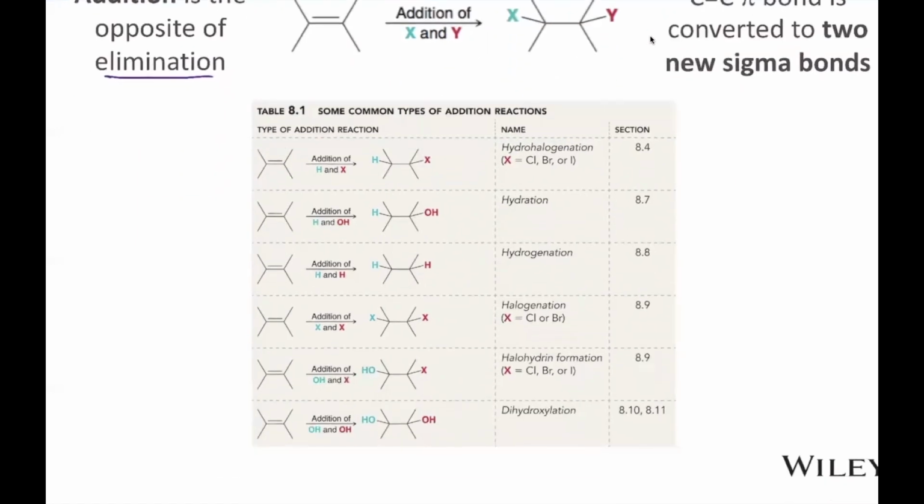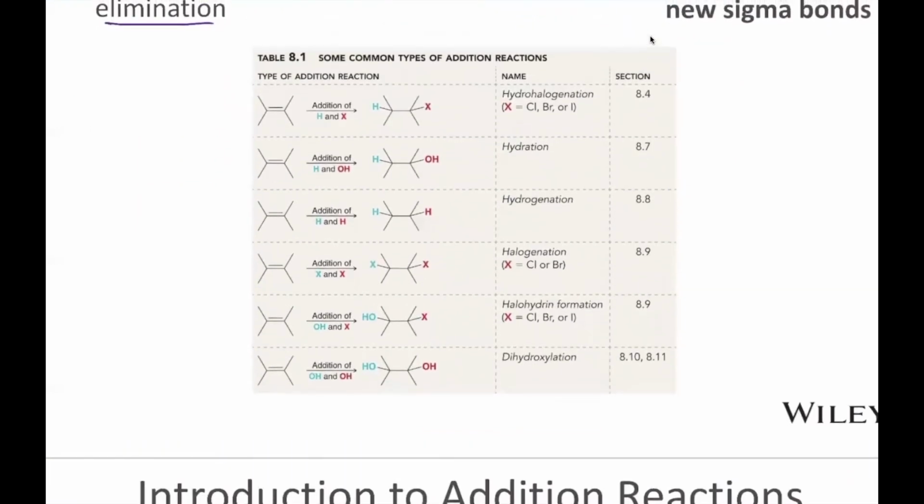And the chapter provides details on many different types of reactions. We can add a hydrogen and a halogen. We can add a hydrogen and an OH. We can add two hydrogens. We can add two halogens. We can add an OH and a halogen, and we can add two OHs. So we can do a bunch of different reactions with addition to this double bond.